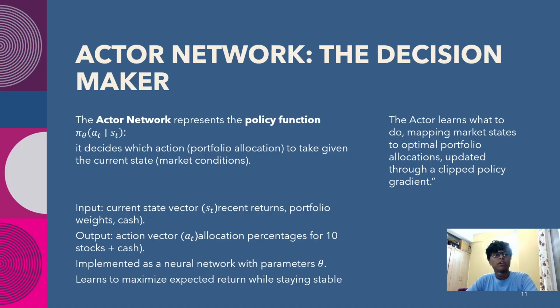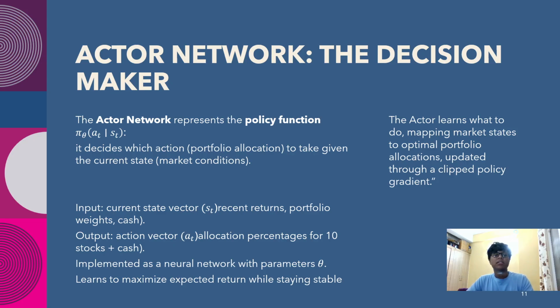So the first part of the PPO is the actor network, which is the decision maker. The actor network represents the policy function, which is defined as pi of theta. It's associated with an action a_t and a state s_t. So it decides what action, which is basically portfolio allocation, to take given the current state, which is basically market conditions, price movement, returns, etc. So it takes as input the current state vector: market information, the recent returns, portfolio weights, cash, etc. It will output an action vector, which is basically how much cash should go to what company.